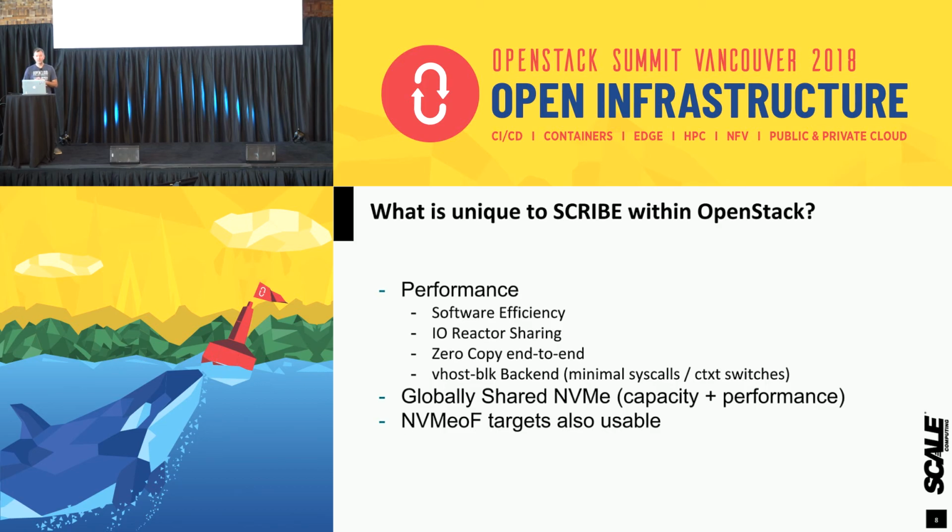So what's unique to Scribe within OpenStack? Number one is performance. As I mentioned, software efficiency was important. 6 years ago, we saw the approach being taken by a lot of other software stacks was to use a mid-layer file system. We really believe that that's a significant bottleneck in a storage stack, and we chose a different path, and the performance results will demonstrate that.